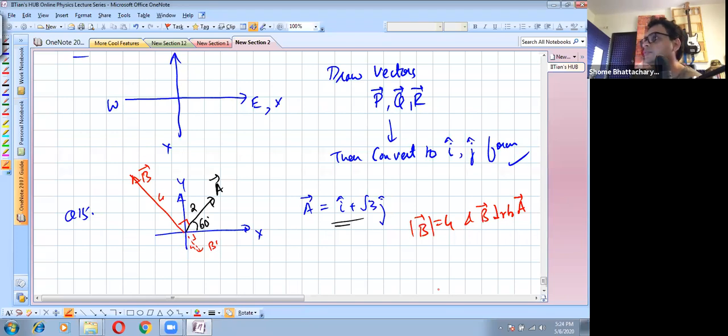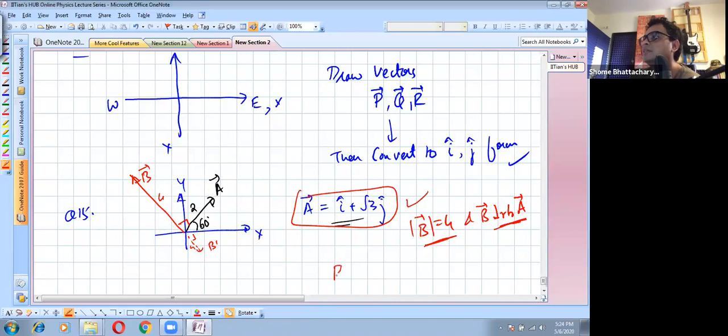So coming back to question number 15. Vector A is given to me. So I've drawn the vector A over here. And for B, what is given? That its magnitude is 4 and it is perpendicular to A. So that means B's direction could be like this. So if it is perpendicular, the angle with the x-axis is how much? It is 90 plus 60, 150.